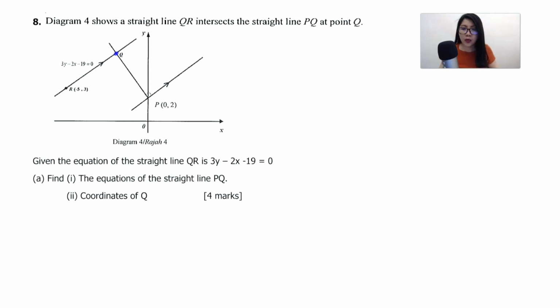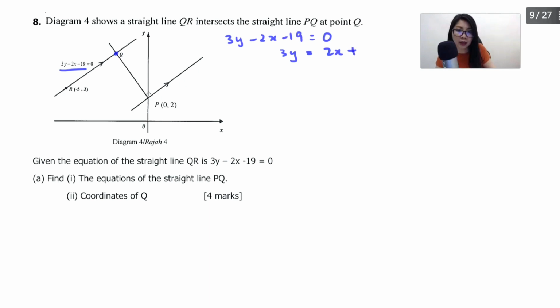Given the equation of the straight line QR is 3y minus 2x minus 19 equals 0. I'm going to change it into the form y equals mx plus c. So 3y minus 2x minus 19 equals 0 becomes 3y equals 2x plus 19, all divided by 3, so y equals 2x over 3 plus 19 over 3. It means the first gradient is 2 over 3.